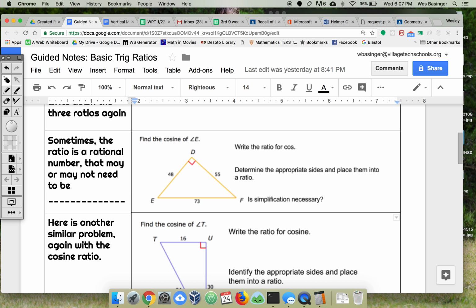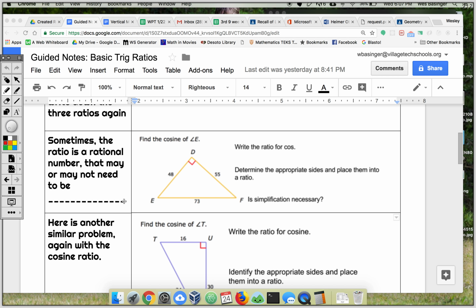Sometimes we're going to do a trig ratio. Sometimes the ratio is going to be a rational number that may or may not need to be simplified. The problem right here says find the cosine of angle E. So we will find the angle in question, mark it some way so we know which angle we're talking about. Write the ratio for cosine. We just did that. That would be adjacent over hypotenuse. Determine the appropriate sides and place them into a ratio.